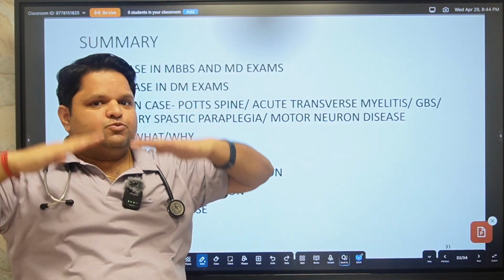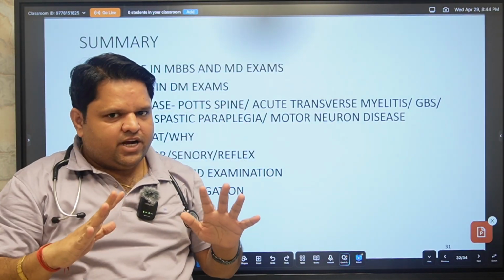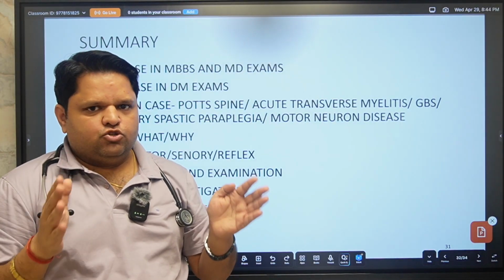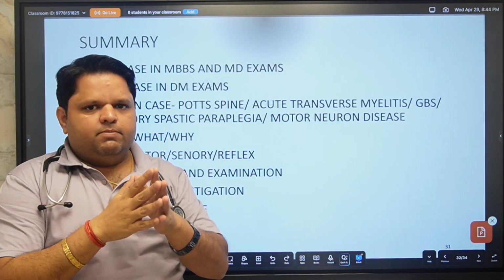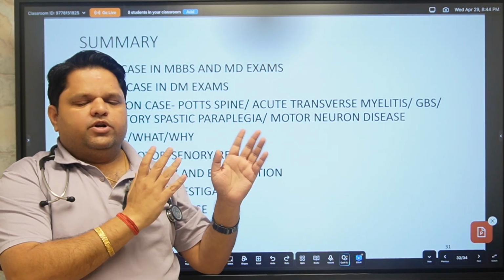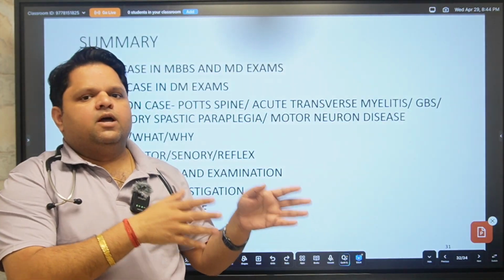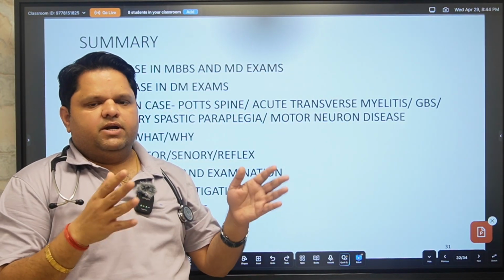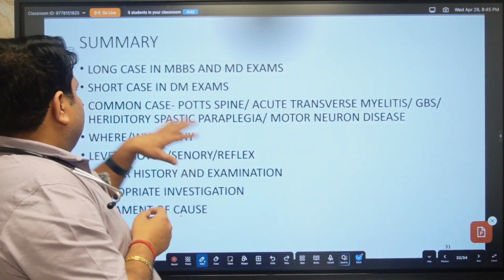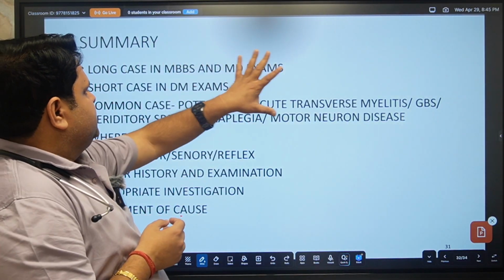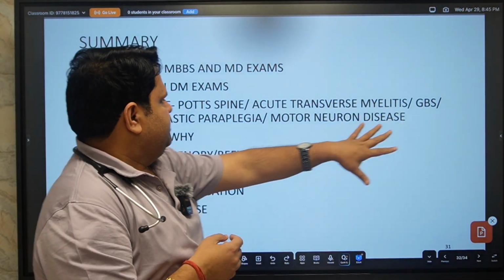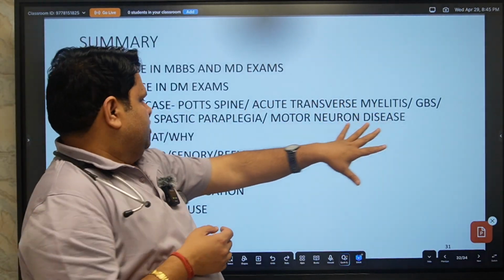Brain, spinal cord, nerve and muscle are the usual sites for paraparesis. Spinal cord is the most important site when you are approaching a case of paraparesis or paraplegia. Compressive myelopathy, non-compressive myelopathy. In compressive we have extramedullary extradural, extramedullary intradural and intramedullary lesions. For non-compressive we have various causes like multiple sclerosis, lathyrism, SACD, myelitis. You may get a long case in the MBBS, MD or DM exam, short case in the DM exam. Common cases are Pott's spine, acute transverse myelitis, GBS, hereditary spastic paraplegia and motor neuron disease.